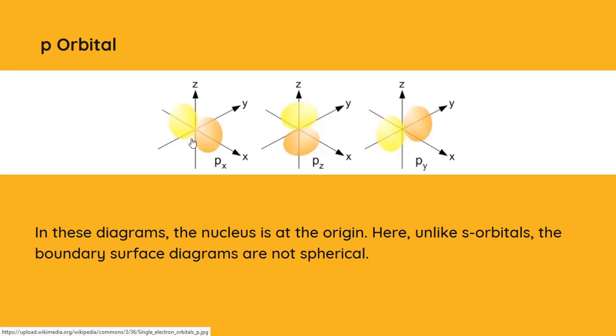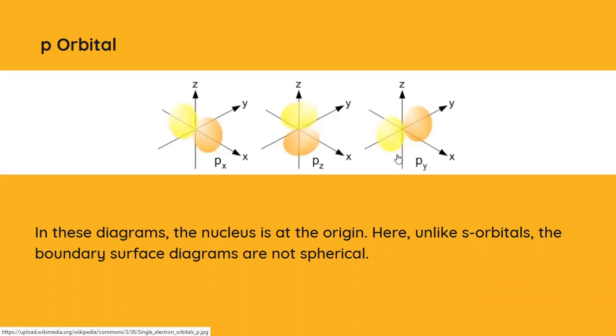The size, shape, and energy are identical, but their orientations are different. So you have px, py, and pz. It's based on the orientation along which axis. So this is along the x-axis, this is along the z-axis, this is along the y-axis.